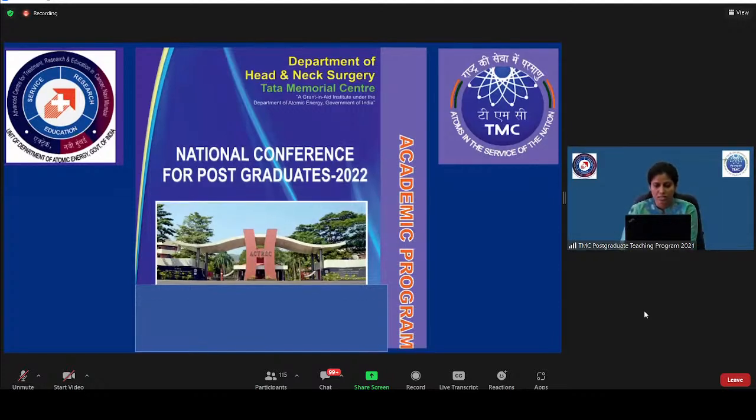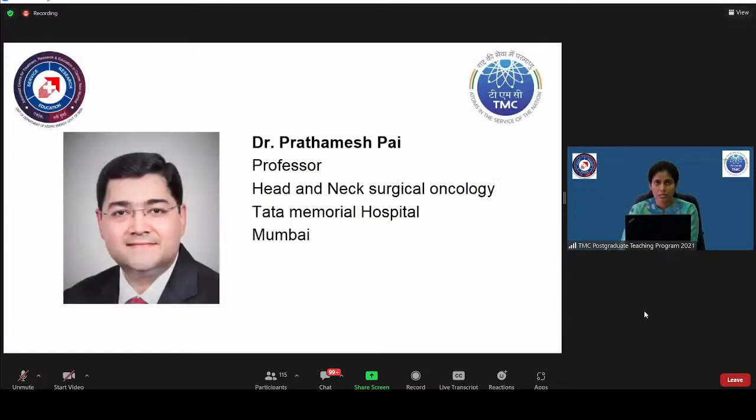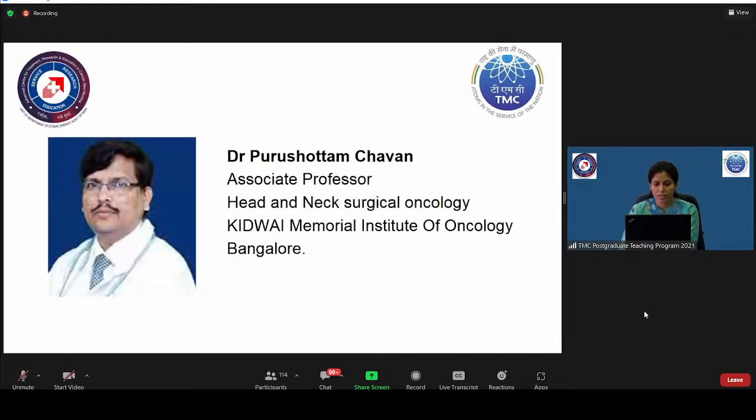Moving ahead to the last session, operative technique discussion, total laryngectomy. The experts for this session are Dr. Prathamesh Pai, professor, head and neck surgical oncology, Tata Memorial Hospital, Mumbai. Dr. Purushottam Chavan, associate professor, head and neck surgical oncology, Kidwai Memorial Institute of Oncology, Bangalore.